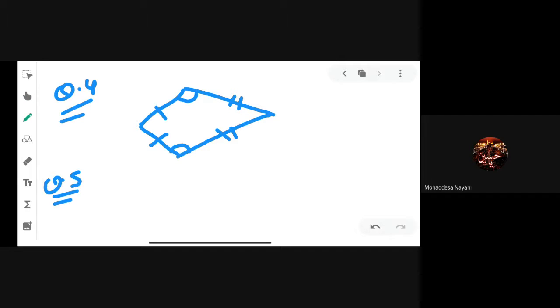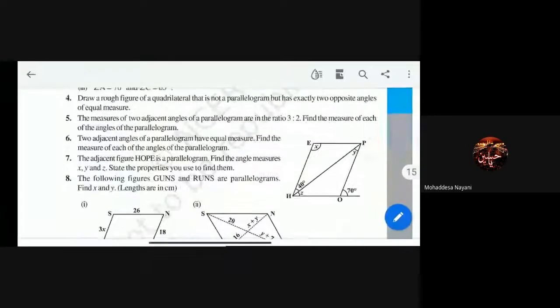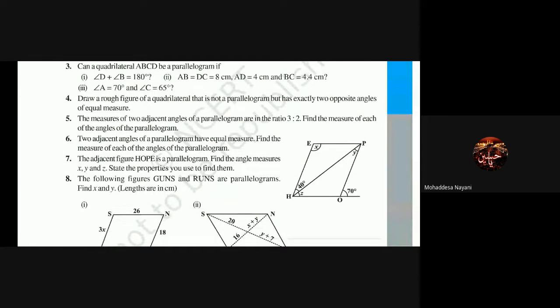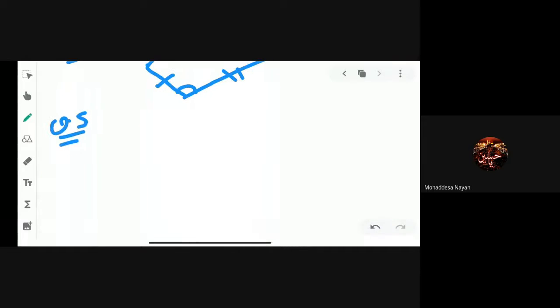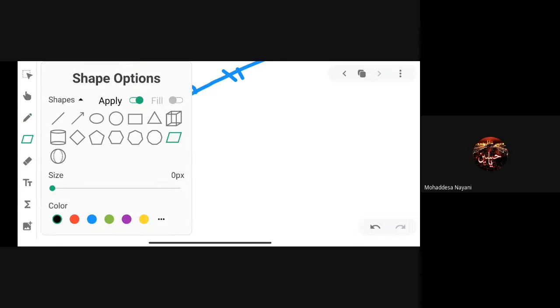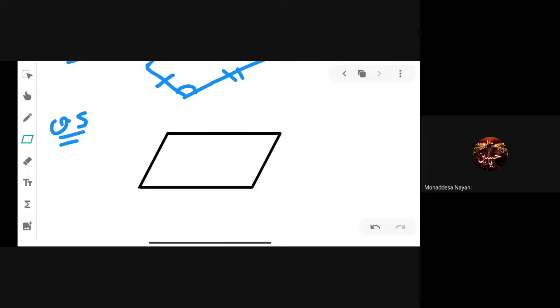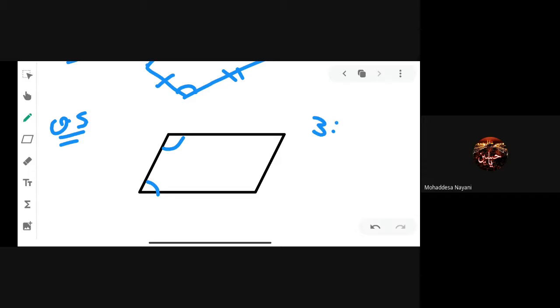Now we'll see question number 5. The measures of two adjacent angles of a parallelogram are in the ratio 3:2. Find the measures of each of the angles of the parallelogram. Okay, now adjacent angles. I'm drawing a parallelogram here, in which two adjacent angles are given in a ratio. Whenever a ratio is given, we take 3x and 2x as the angles respectively, right?